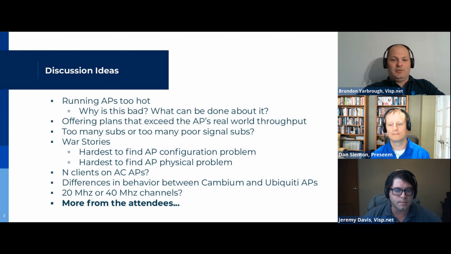Altitude is your friend when it comes to the access point. Get that thing up as high as you can. Absolutely. Cool. So maybe one more here, or we're going to run out of time.